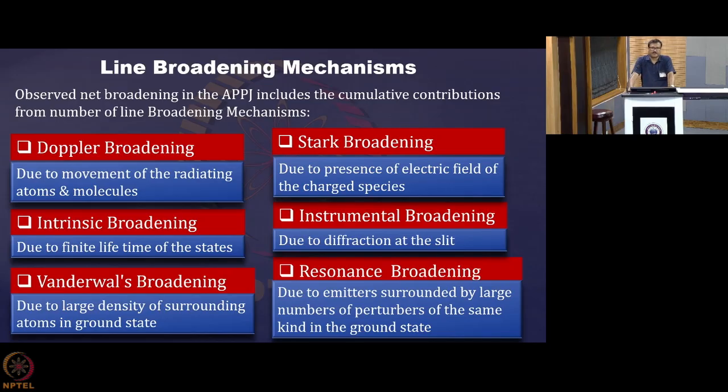discussed different broadening mechanisms like Doppler broadening, intrinsic broadening, Van der Waals broadening, instrumental broadening, resonance broadening, and then Stark broadening. Because in plasma there are charged particles, and naturally they are exposed to intense electric field due to the discharge configuration itself. So the broadening of the line occurs through Stark broadening as a major broadening mechanism compared to the others listed over here.